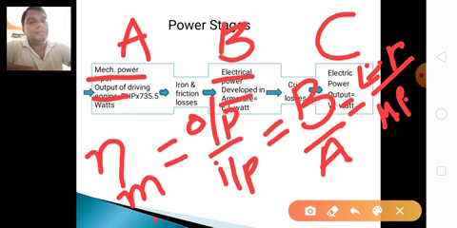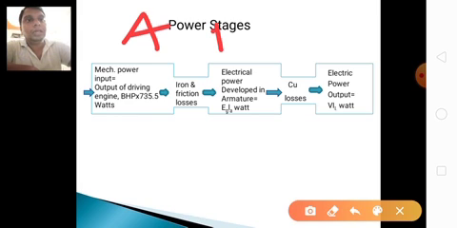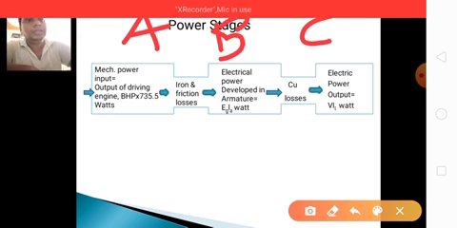This is η. The efficiency of M, that is mechanical efficiency, is equal to output by input. What is the output here? The output is the electrical power developed in the armature, and the input is the mechanical power input. So the mechanical efficiency is B by A. Similarly, here it is A, here B, here C.